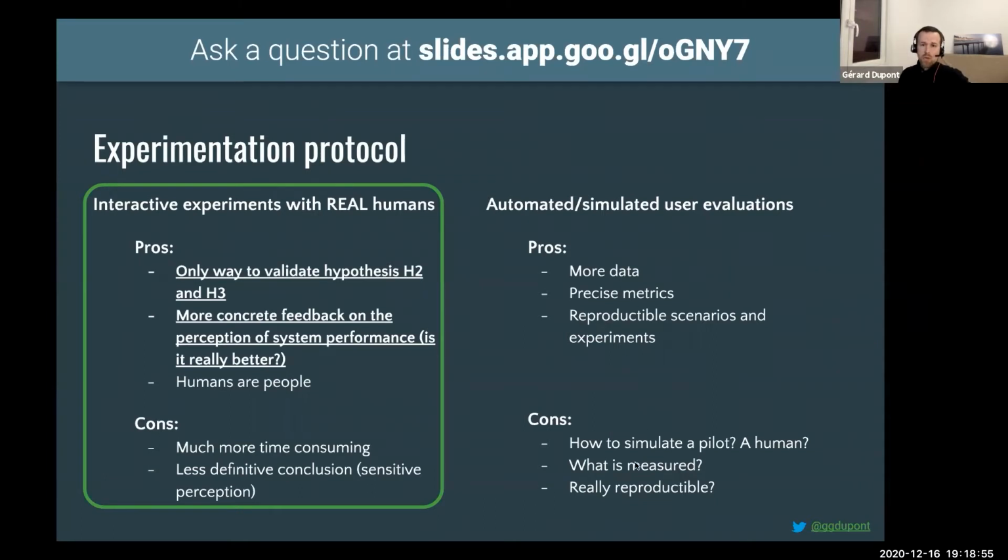What is really measured when you do this simulation of users? In the end, are you really measuring the performance of your system or the performance of your simulator? And is it really reproducible? Because these user simulators are often lost after the study, and it's very difficult to reproduce this kind of evaluation, even if on paper everything is encoded and you can redo it. So in the end, of course, we selected the interactive experiment. Well, because I decided it.